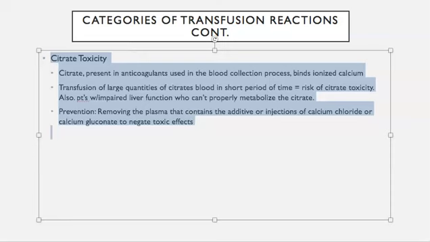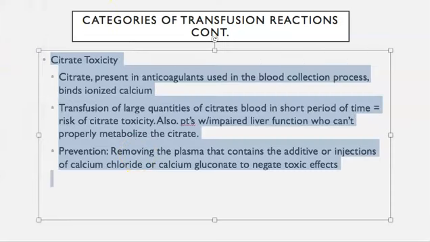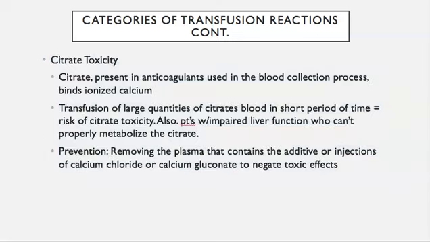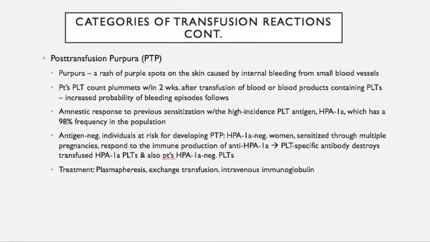Okay, so the next one is citrate toxicity. Citrate, which is present in anticoagulants used in the blood collection process, binds to ionized calcium. So transfusion of large quantities of citrated blood in a short period of time introduces the risk of citrate toxicity. Also, patients with impaired liver function can't properly metabolize the citrate. To prevent this, we just remove the plasma that contains the additive, or give injections of calcium chloride or calcium gluconate to negate those toxic effects.